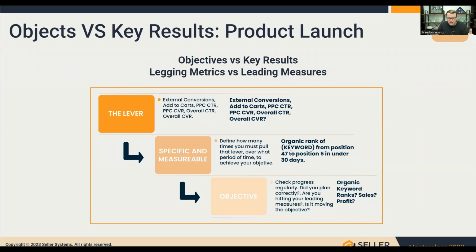So, organic rank from keyword. Now, another one is improving your keyword rank from position 15 to position 5 within the next 30 days. Very specific and measurable. This one says from position 47 to position 5 in under 30 days. That's a very big jump. That's going to be very difficult. That's probably an indexing issue combined with needing some traffic, right?